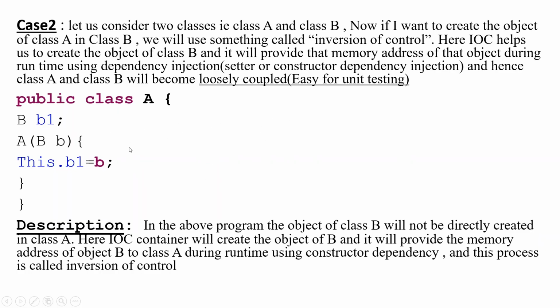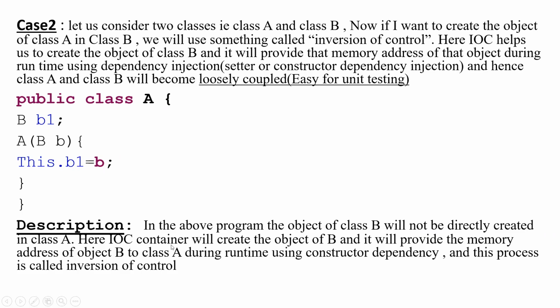Injecting is nothing but dependency injection. For injection, what is the parameter, what is the block you have used? You have used a constructor. That's why this is called constructor dependency injection. There are two types of dependency injection, namely constructor dependency injection and setter dependency injection. You will understand when I am executing the programs. In the above program, the object of B will not be directly created in class A.